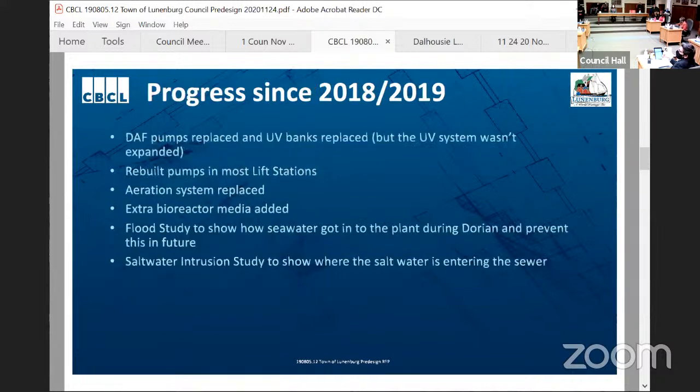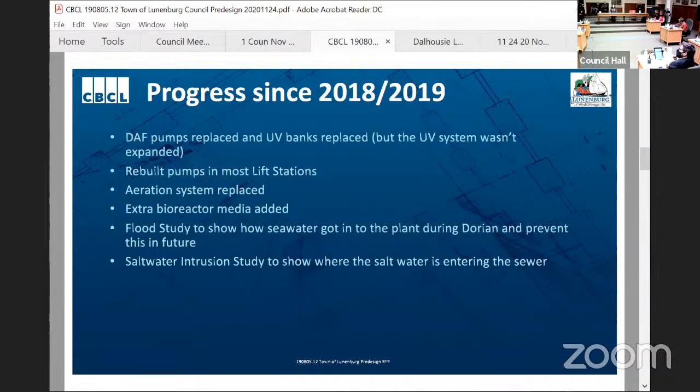There has been a lot of progress since those issues were identified. The general step-by-step process has been carried out, and a number of things have been fixed. So in the Dorian recovery, some of the equipment was replaced, and it was getting to the end of its design life anyway. Mechanical equipment often has a design life of about 15 to 20 years, and the plant is getting to that age. So it is at the point where it needs some investment to keep it able to meet expectations of the town and of the regulators going forward into the future.